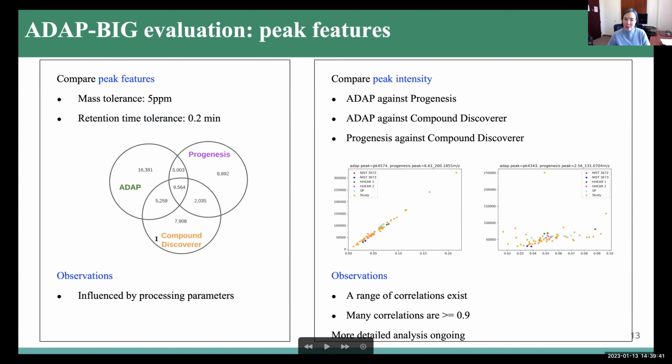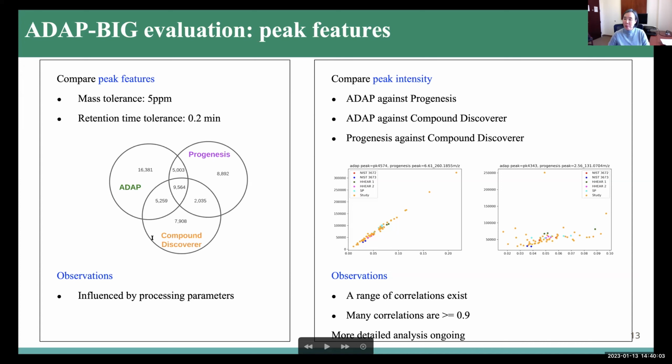For peak features, these are just the peak features, and many of them might not even have corresponding MS/MS. We wanted to take a look at how these three software tools compare. This is still an ongoing comparison. We have not completely finished it yet. And as we all know, there are usually many parameters when we do data preprocessing.